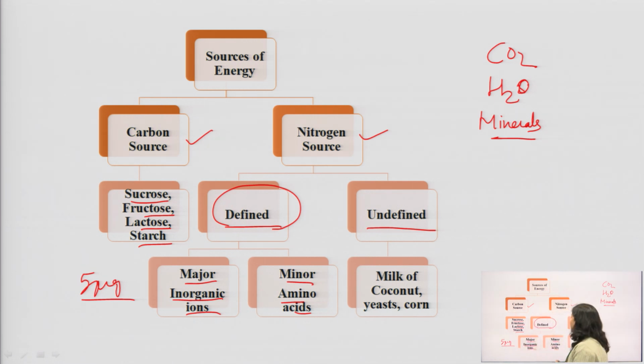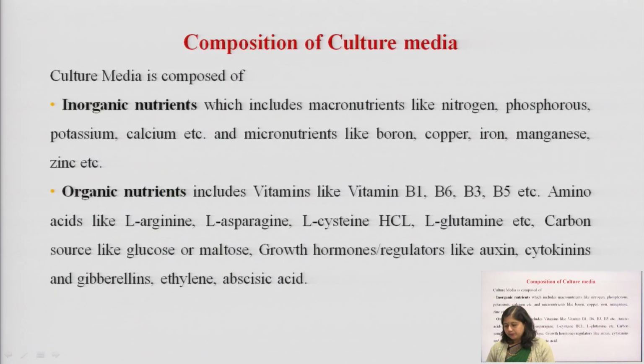In undefined, for example, if we are using any kind of naturally nutritive agents, like coconut milk, yeast, or corn. These are the natural agents. We have soybean casein digest, something like that. If we are using such kinds of nutrients, then we do not know how much nitrogen is present. So, that comes under the undefined type of nitrogen source.